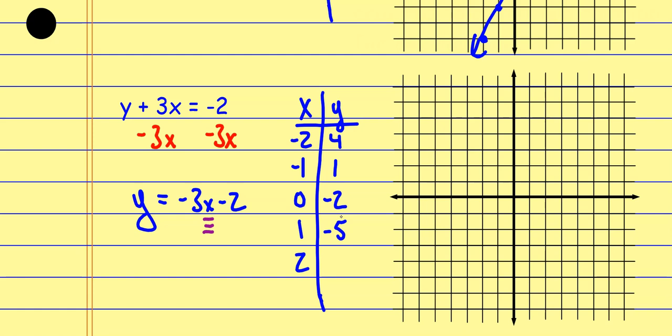Now I plug the 2 in. -3 times 2 is -6. -6 minus 2 is -8. And once again, let's watch this for a second. I'm going to plot just the first couple points.